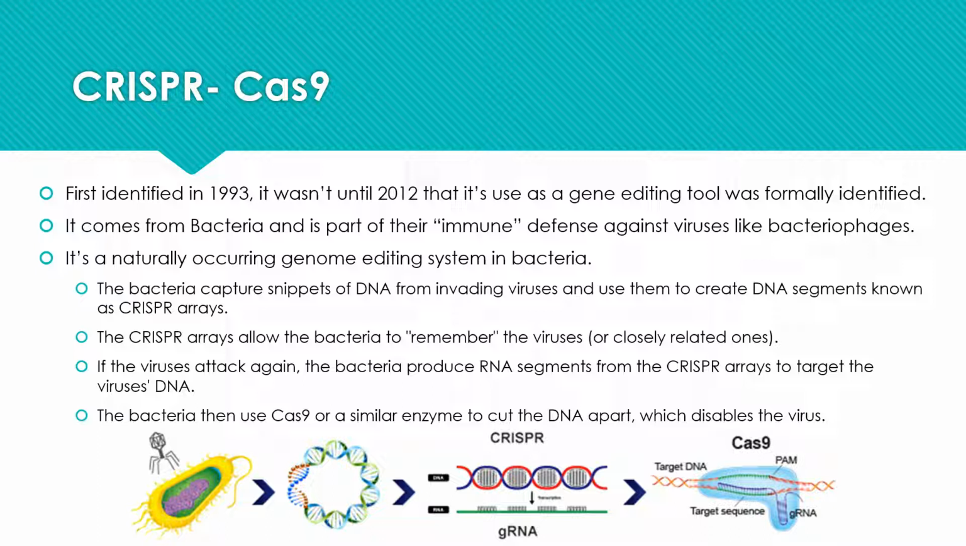Then when they're exposed again, they can take a copy of that CRISPR array, create mRNA segments that are copies of the CRISPR array, and they use that RNA segment along with Cas9 or a similar enzyme to then go and attack the secondary exposure with the DNA the virus is trying to insert into it, and they can go and disrupt that and disable the virus that way.